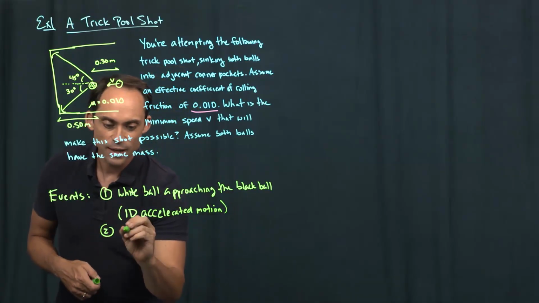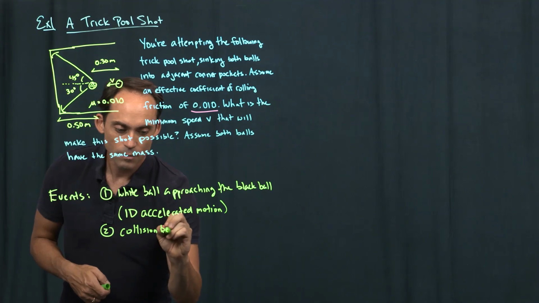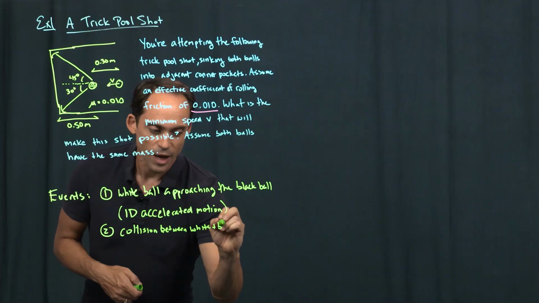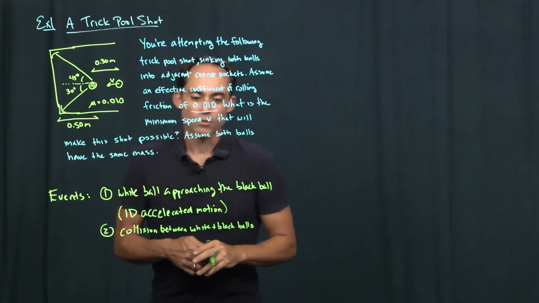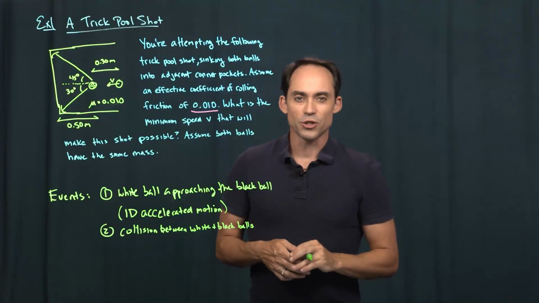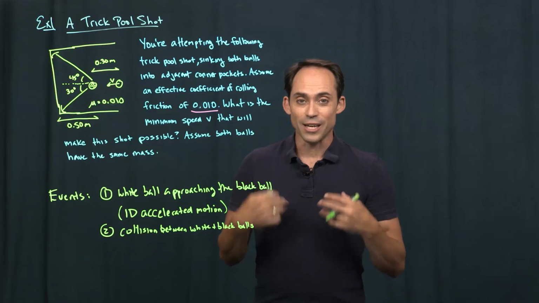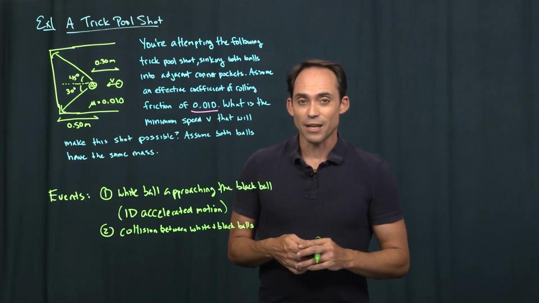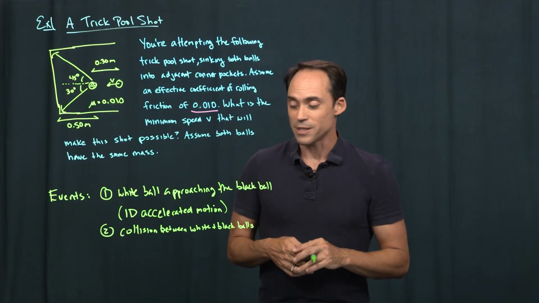The second event is the collision between white and black balls. And we're not given really any information about whether this collision is elastic or inelastic. Clearly when you play pool you can hear the balls knocking each other, so some energy must be lost. So we're not actually given that information, so we may have to see how we can back that out from the geometry of the problem itself.